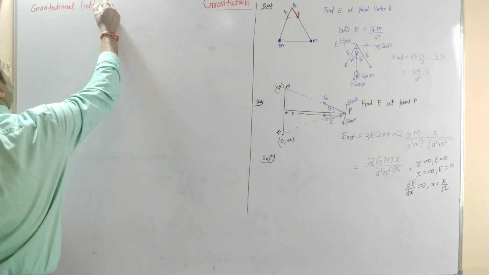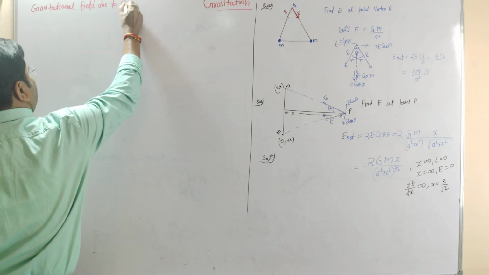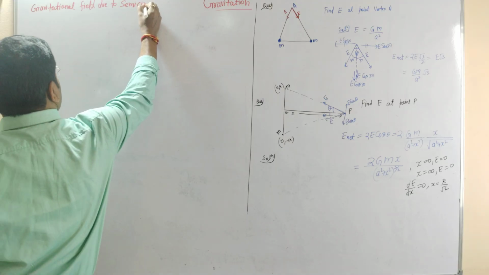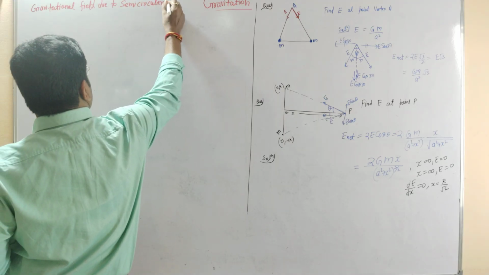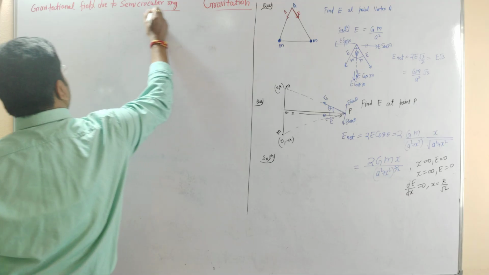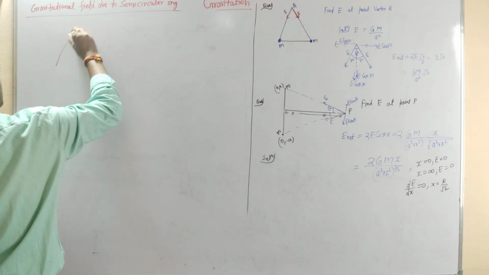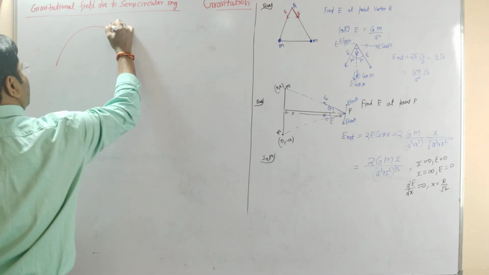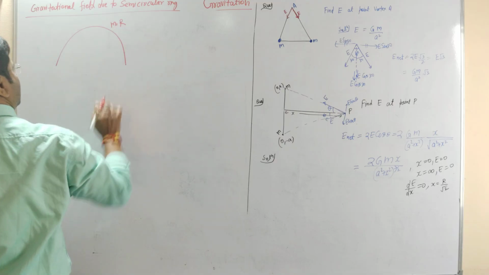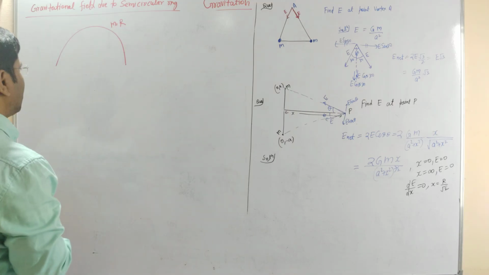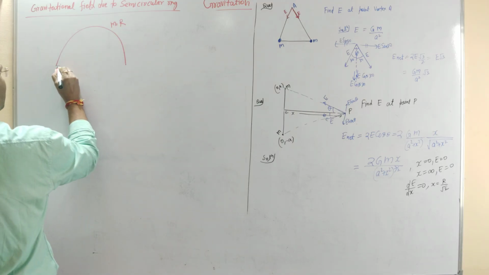Gravitational field due to a semicircular ring. Semicircular ring means mass will be given. This mass is given as m, radius given r. This is a semicircular ring. We have to find out the gravitational field at this center point.